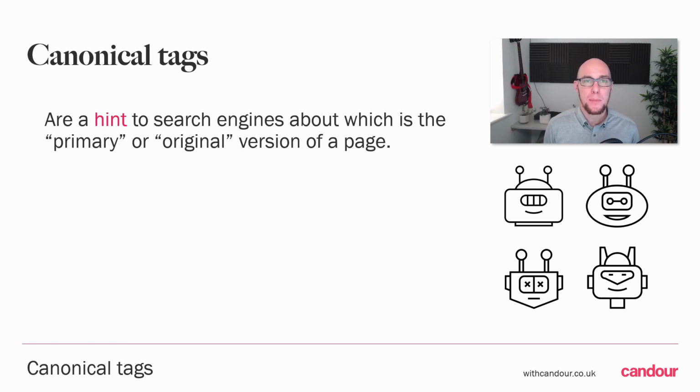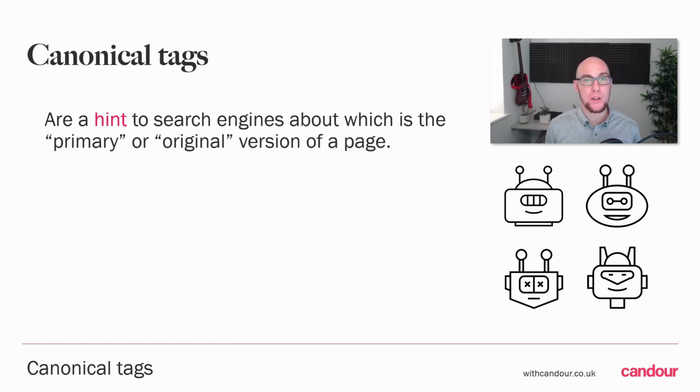Canonical tags are primarily a hint to search engines about which is the primary or original version of a page. A couple of important things to note here. I've highlighted the word hint, and that's because we have different tags that we use to talk to Google, and some are hints and some are what we call directives.